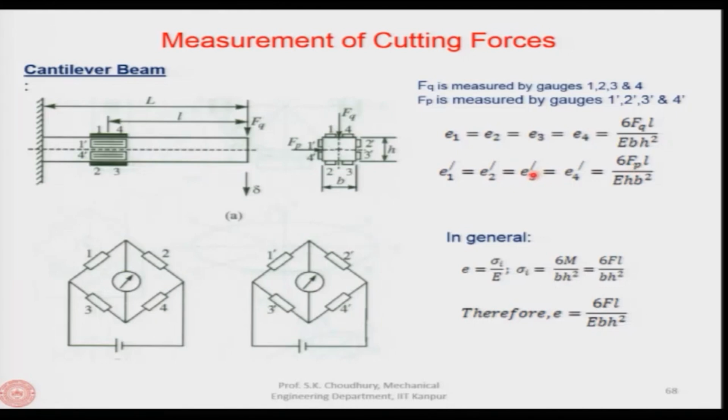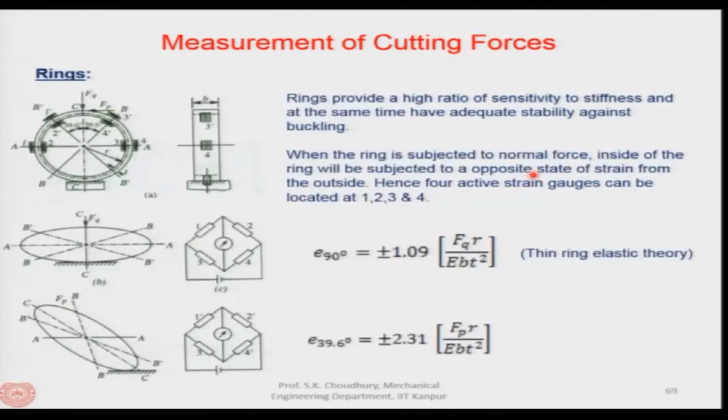Now, let us see how it is done in the case of a ring type dynamometer or ring type element. Rings provide a high ratio of sensitivity to stiffness and at the same time have adequate stability against buckling. So, these are elements which are also used to measure forces.